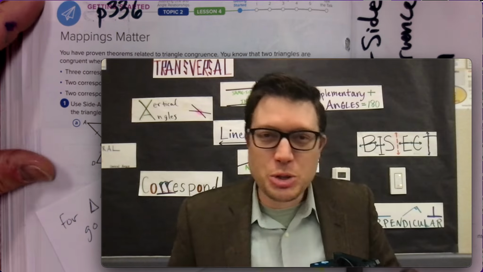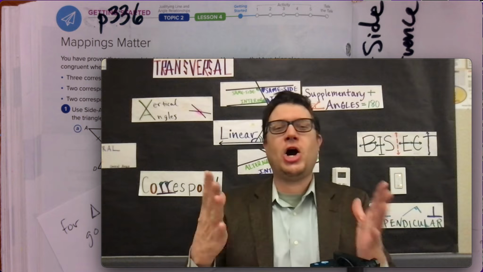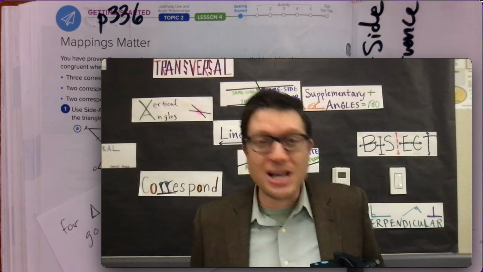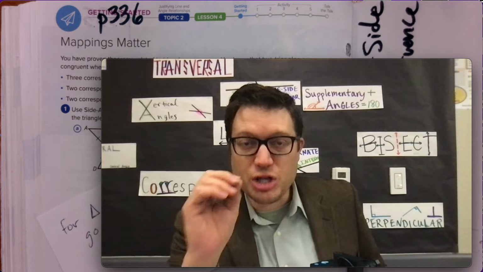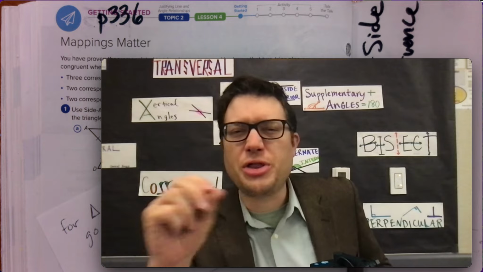Oh, that's right. You're on page 336 like I am, and we are continuing our journey in lesson 4. We're talking about the perpendicular bisectors of a triangle, and the theorems that we can get from that.